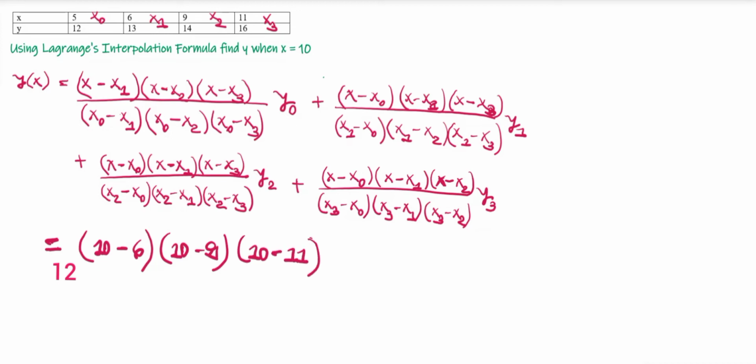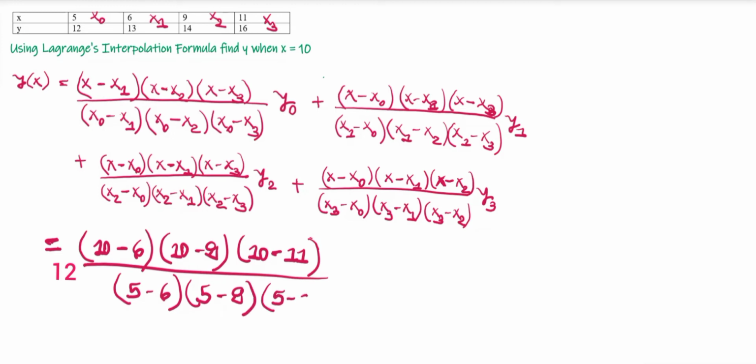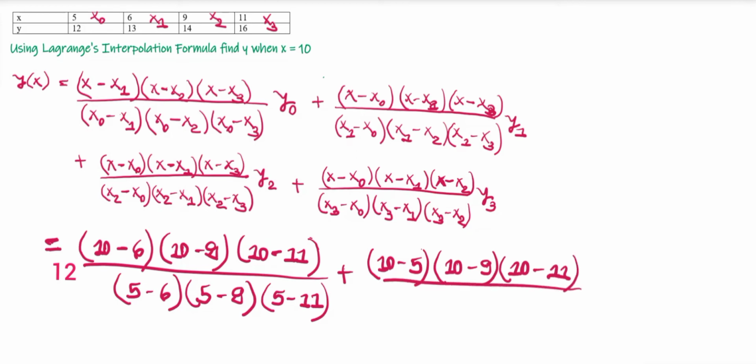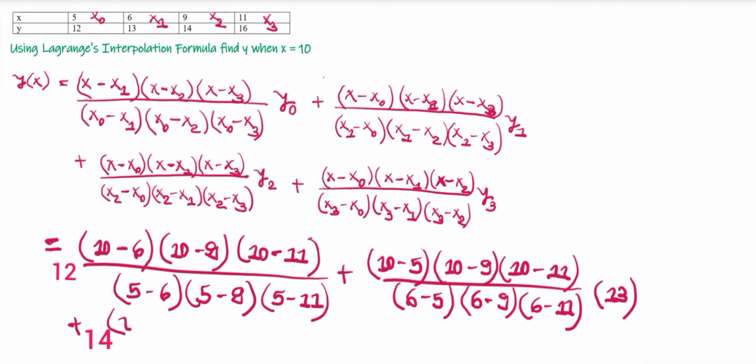Once you have written the formula correctly, it's very much easy to place all of these values. I have even shown you the trick how you can remember this formula. The values of y0 are 12, then y1 is 13, y2 is 14, and y3 is 16.